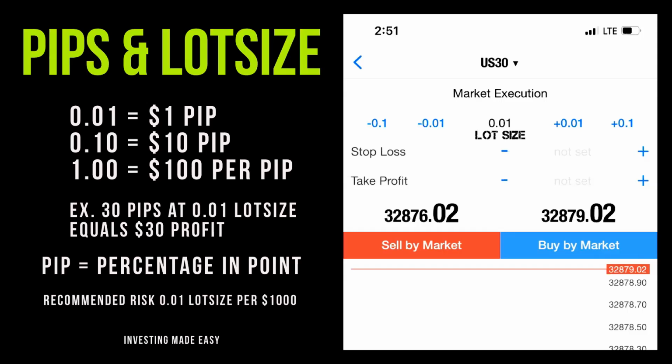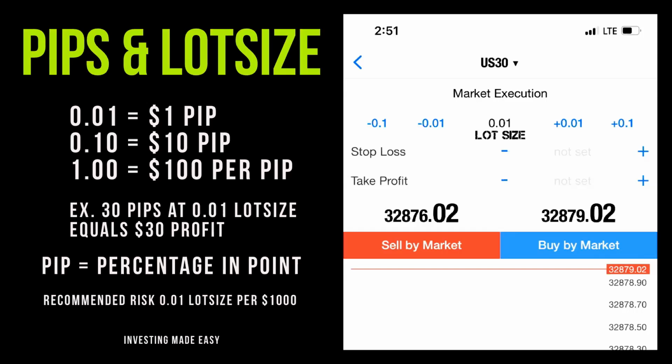What does PIP mean? PIP means percentage in points. What is a lot size? A lot size is your investment. So when you press trade and you're entering a trade, you're going to come to this screen where it says market execution. Remember, when we select market execution, the menu comes up, we can pick the order type. But right under market execution, you're going to see a 0.01. That is your lot size. That is your investment. It does not mean 1 cent.